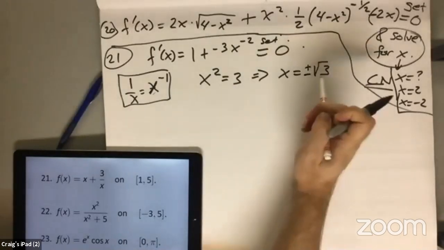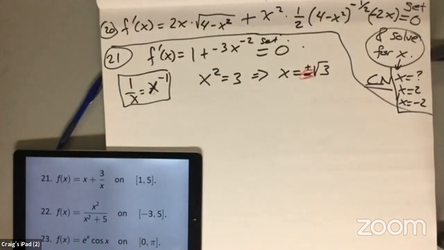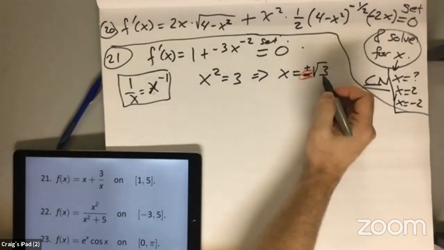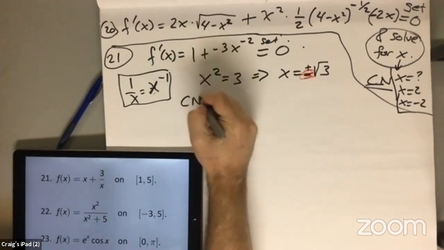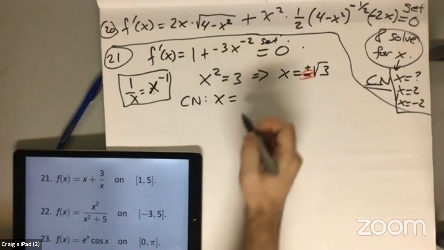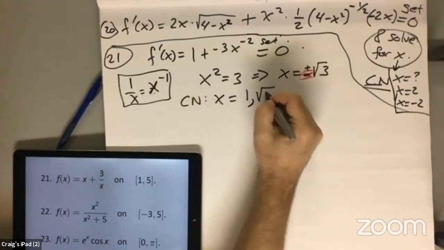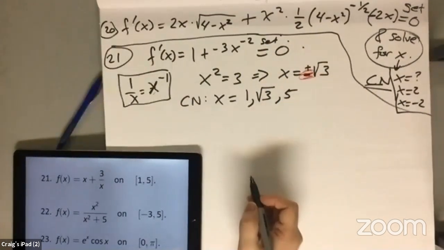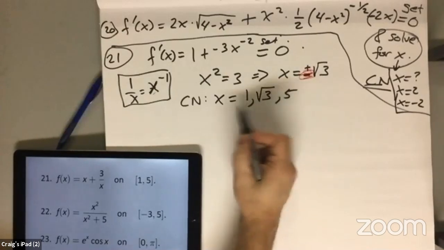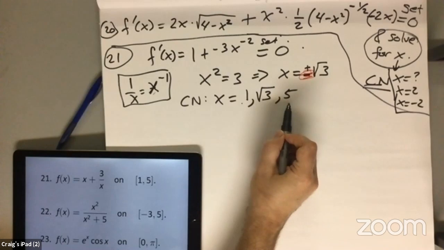I don't care about the -1 anymore. I just care about the positive square root of 3 on the interval from 1 to 5. Okay, so then my critical numbers are x equals 1, which is critical, square root of 3, which is larger than 1, and 5. Those are my three critical numbers. Those are the three places where the derivative might not exist at the two endpoints, or it might be 0.